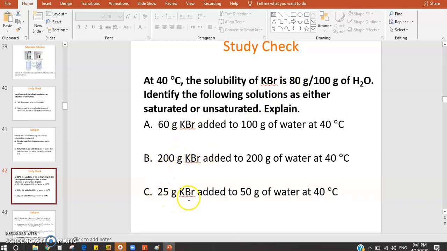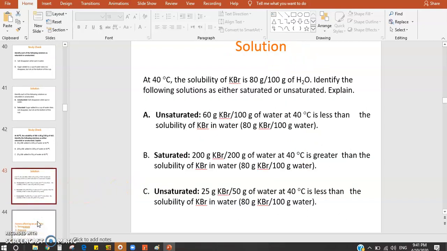And the third one, you are dissolving 25 grams of the solute in 50 grams of water. If you want to make it 100, we can just multiply this by 2 to make it 100, but we will multiply this as well by 2 to make it 50. So it's 50 per 100, which means it's less than its solubility ratio. Then we have an unsaturated solution.